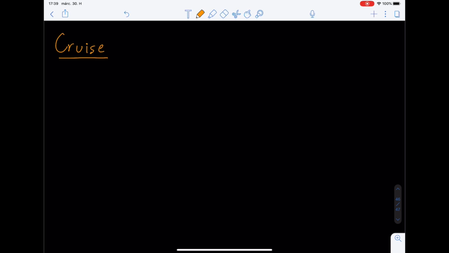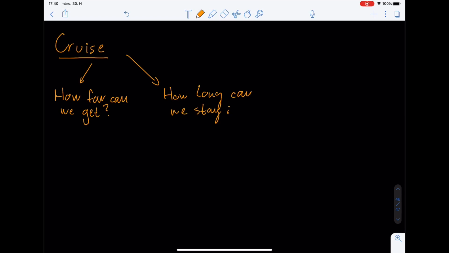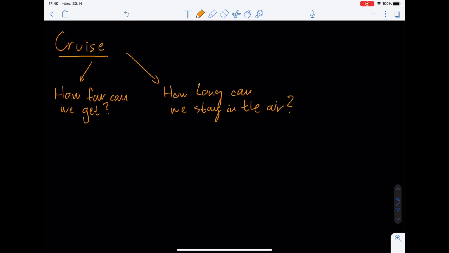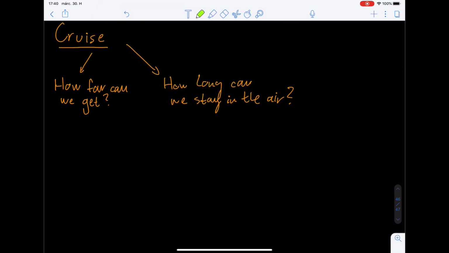So what is most interesting to us during the cruise? During the cruise condition, we have two main questions: how far can we get? And for how long can we stay in the air? Right, so just as general questions, right? So how far can we get?